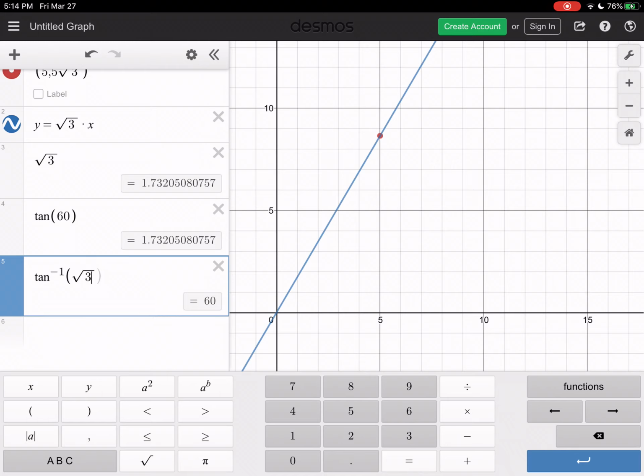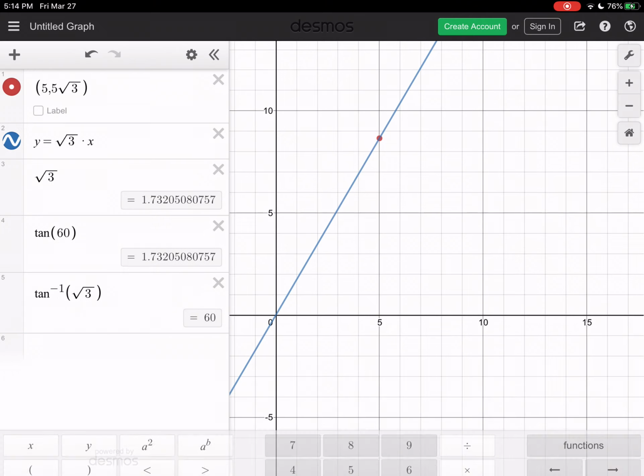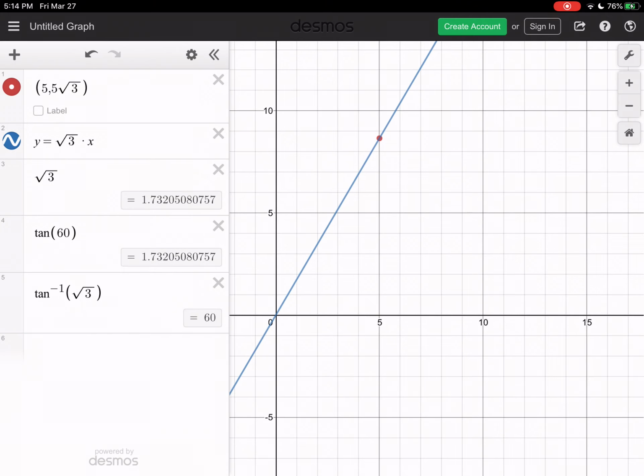Interesting. This is kind of what we're getting at this week, looking at these connections and what they mean. Remember, inverse is swapping the input and the output.